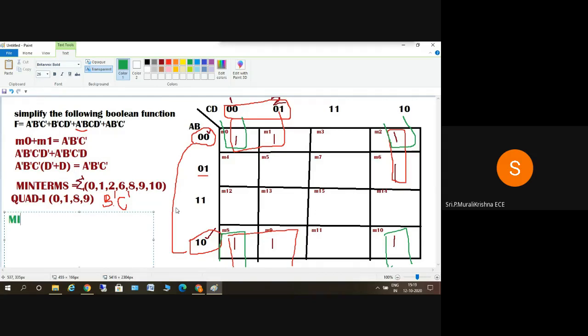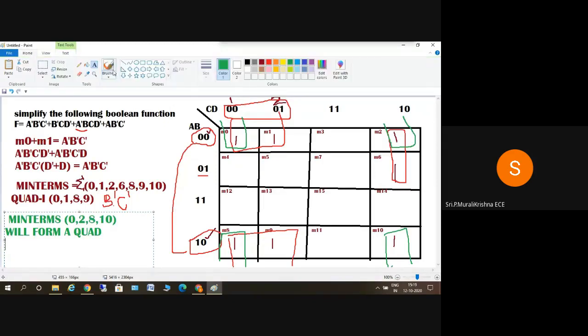Okay. So min terms. So what are the min terms? So 0, 2, 8, 10 will form a quad. So check the terms here. So what is the row term here for forming this square? So row terms. These two are the row terms here.